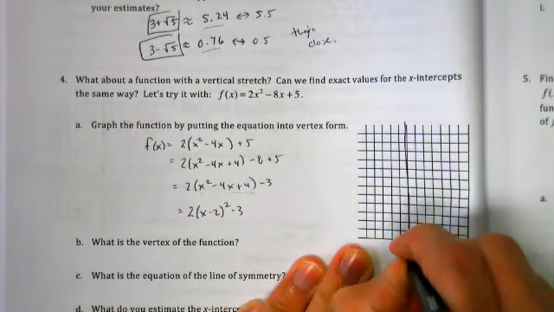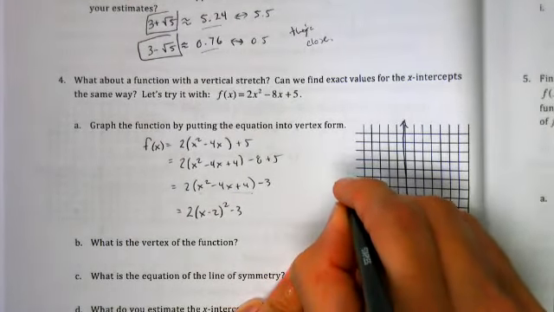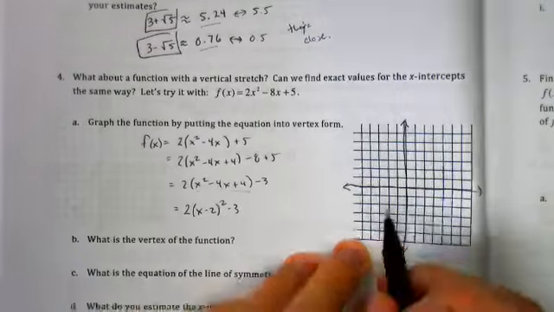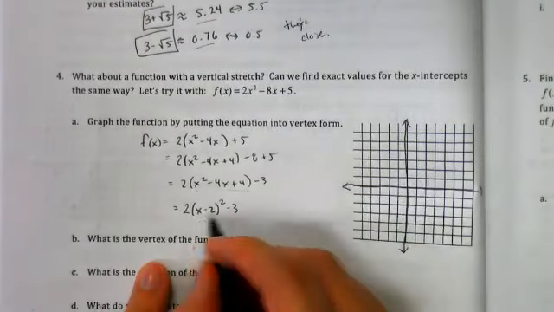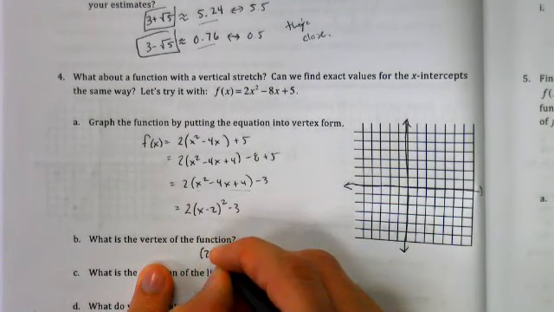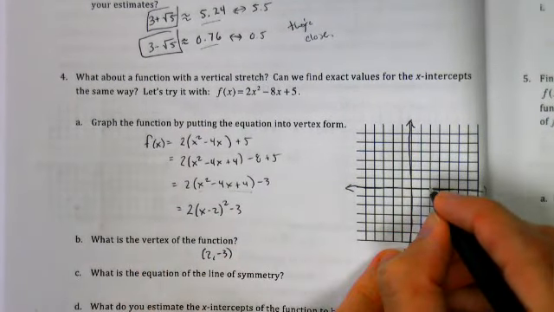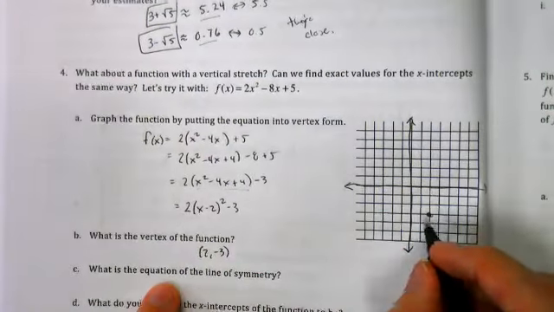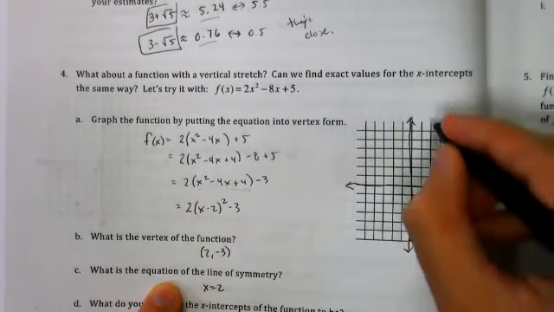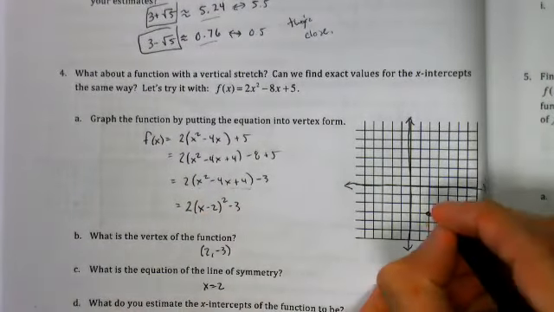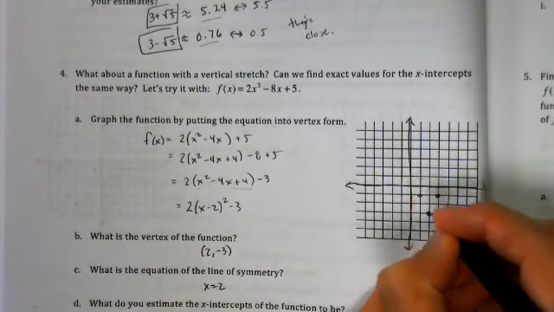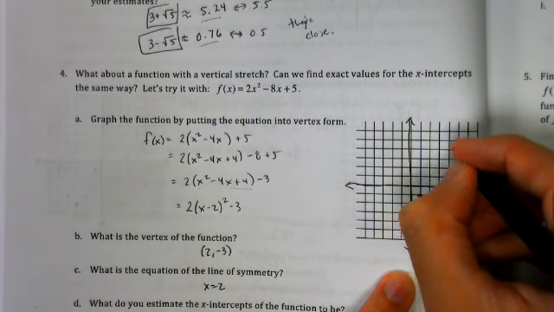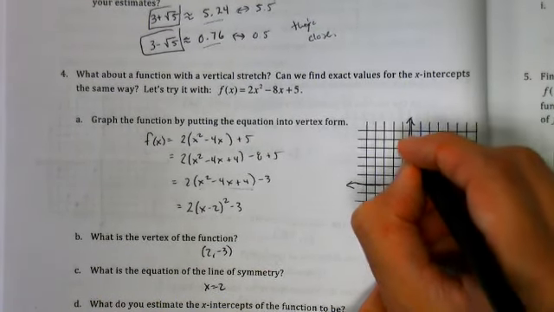So let's graph it. Okay, our vertex is going to be at 2, -3. So 1, 2, and then -3. Here's our vertex. The line of symmetry will be at x equals 2 because it's right down the middle. Since this is a dilation of 2, we can follow the parent function. So it'll be 2 and then 6. 1, 2, 3, 4, 5, 6.